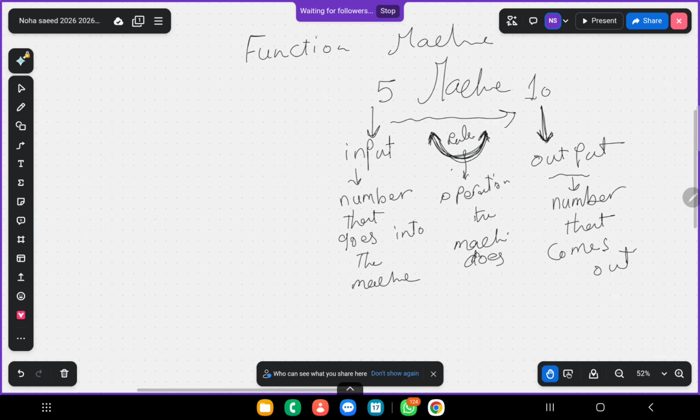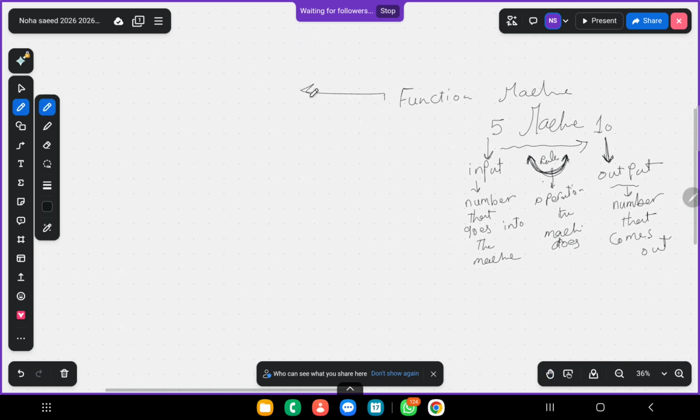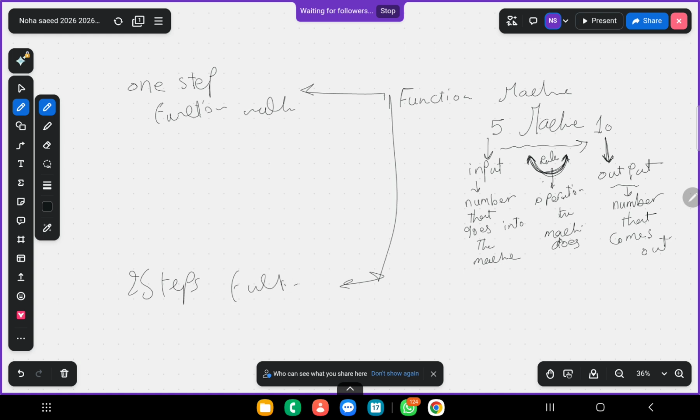In function machines, we have one-step function machines and two-step function machines. What is the difference? If I say one-step function machine, the machine uses one rule only. If I make two rules, now I am in a two-step function machine. Two or more.